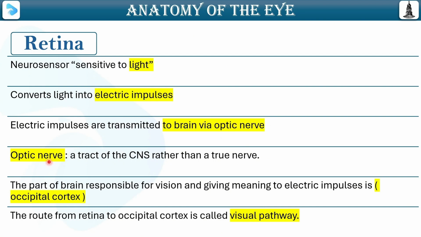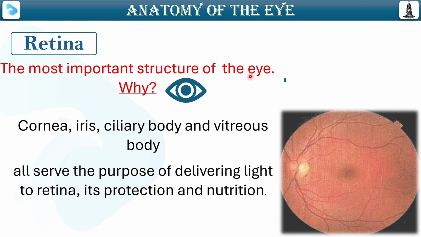You need to know that the optic nerve is a tract of the CNS rather than a true nerve. The part of the brain responsible for vision and giving meaning to the electric impulses is called the occipital cortex. The route from the retina to the occipital cortex is called the visual pathway. The most important structure of the eye is the retina. Why? Because the cornea, the iris, the ciliary body, the vitreous body, and the lens all serve the purpose of delivering the light to the retina, and all serve the purpose of protection and nutrition of the retina.